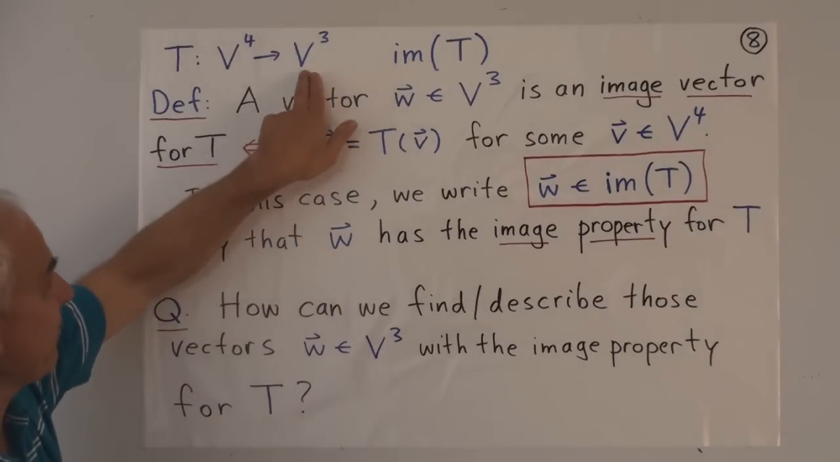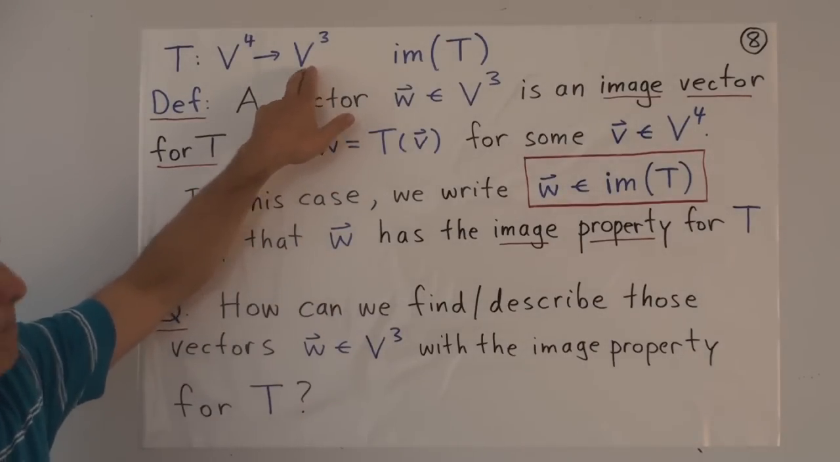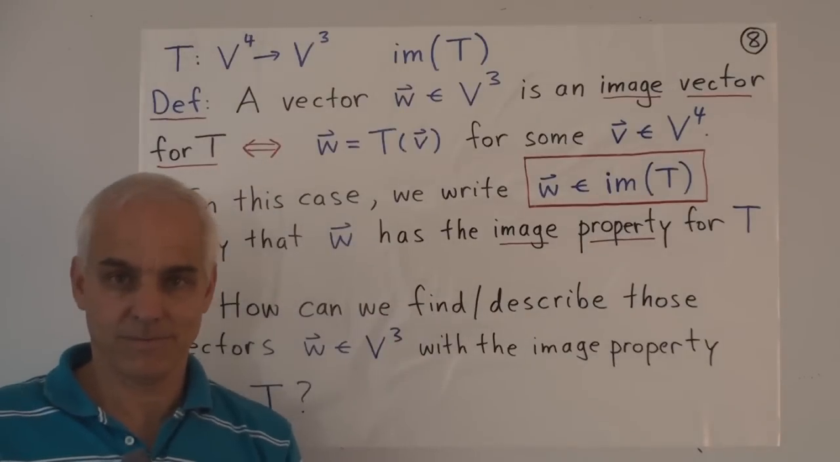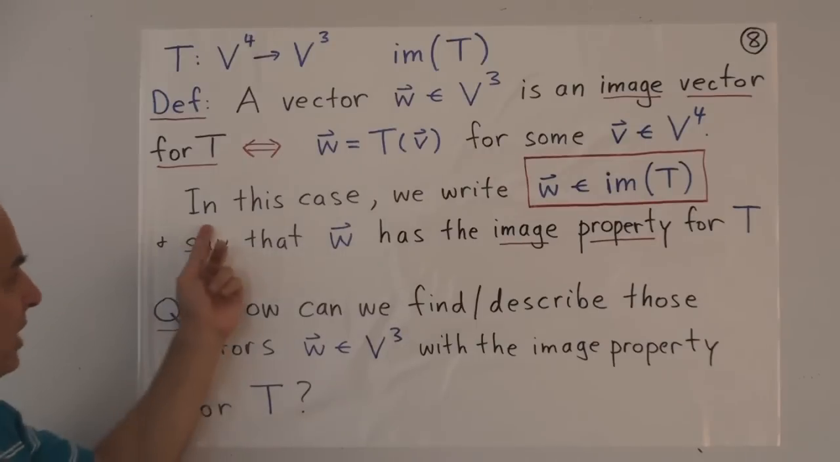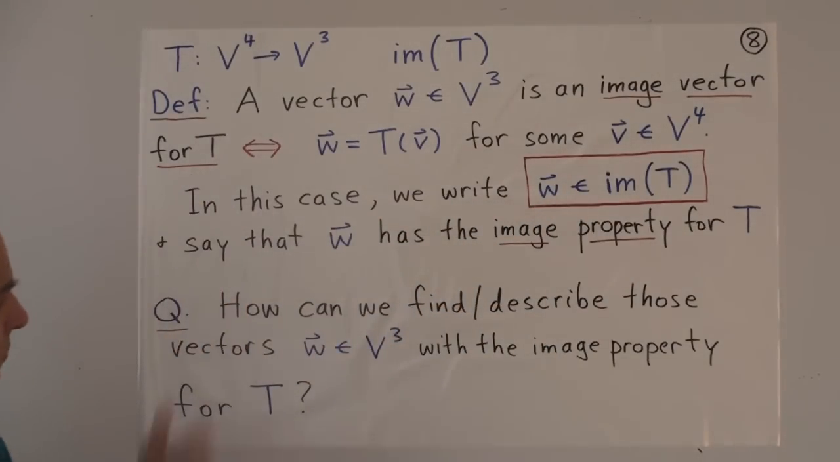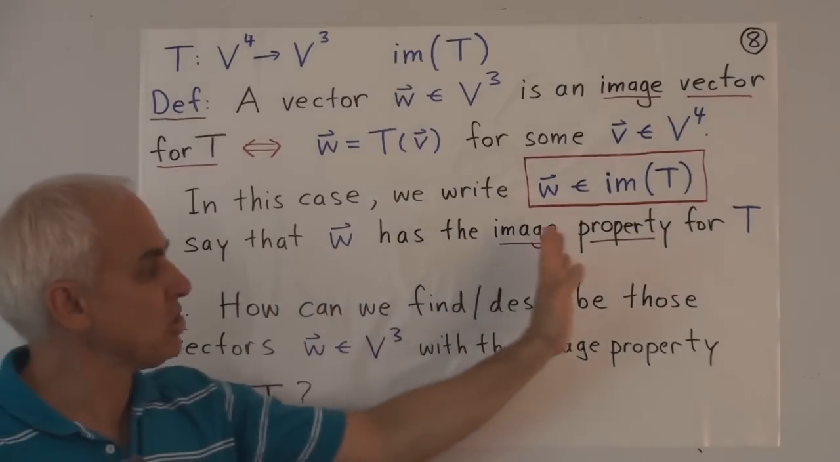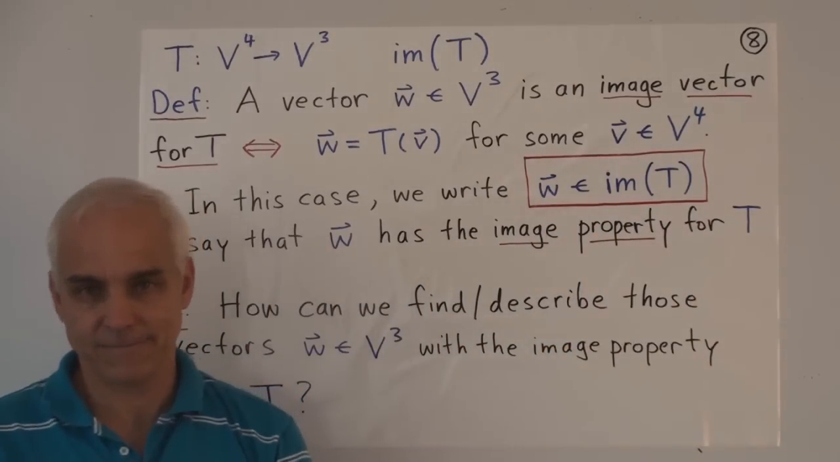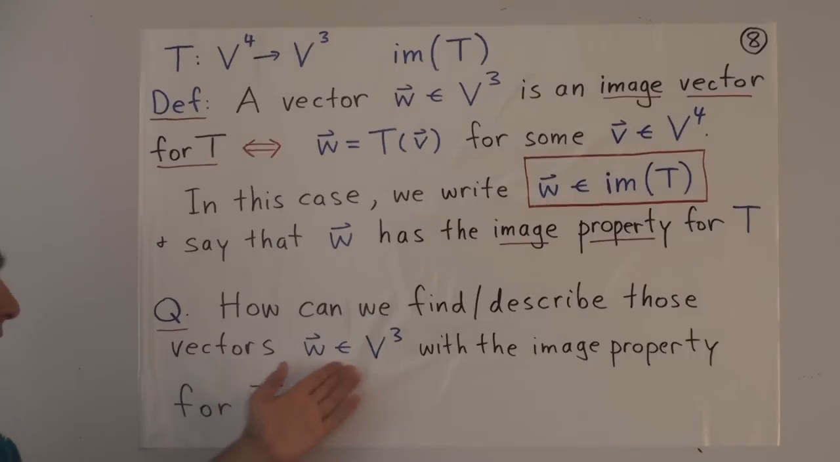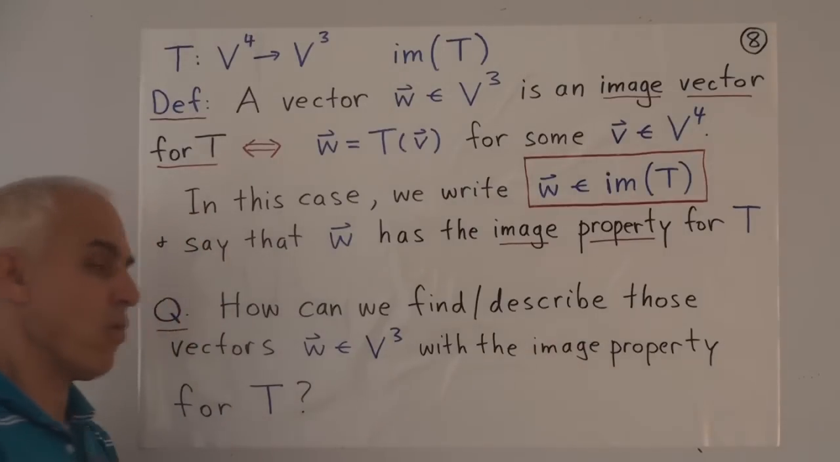So if we pick some random vector W in V3, maybe there's a vector that's sent to it, or maybe not. If there is, we write W belongs to the image of T, and we say that W has the image property for T. And the natural question now is, how can we find or describe those vectors W in V3 which have this image property for T?